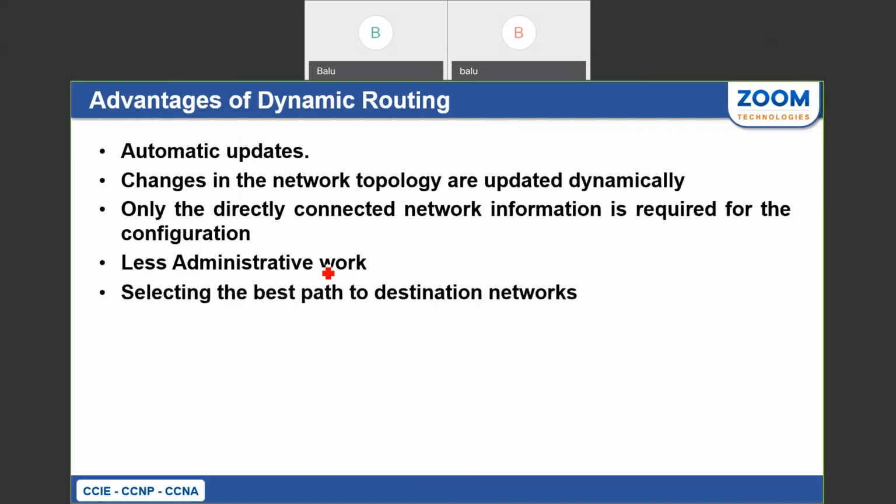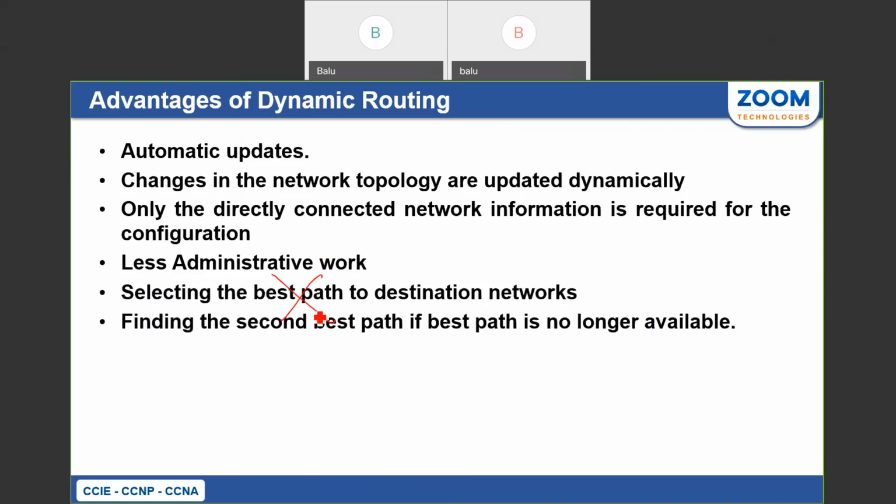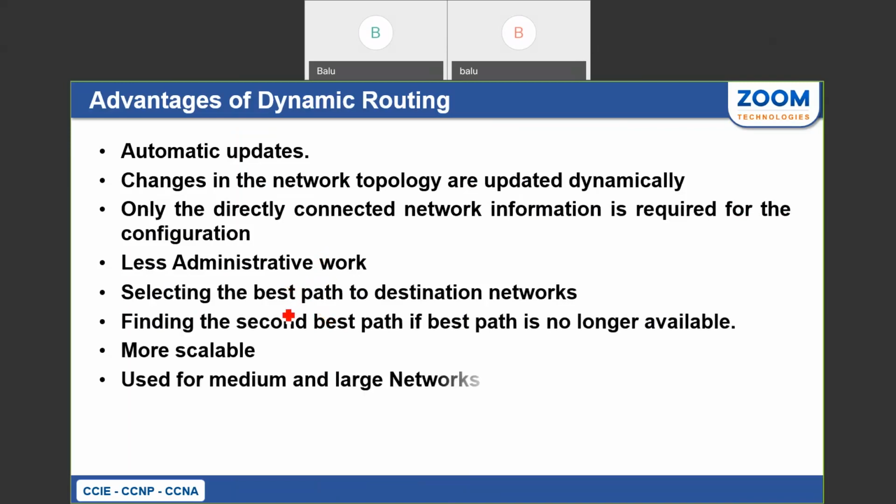It selects the best path to destinations. If the best path fails, it finds the second best path if the best path is no longer available. It is recommended for medium and large networks. It is more scalable, meaning it can support small, medium, large, and very large enterprise networks. Dynamic routing is compatible with any size of network topology. So these are the major differences between static routing and dynamic routing.